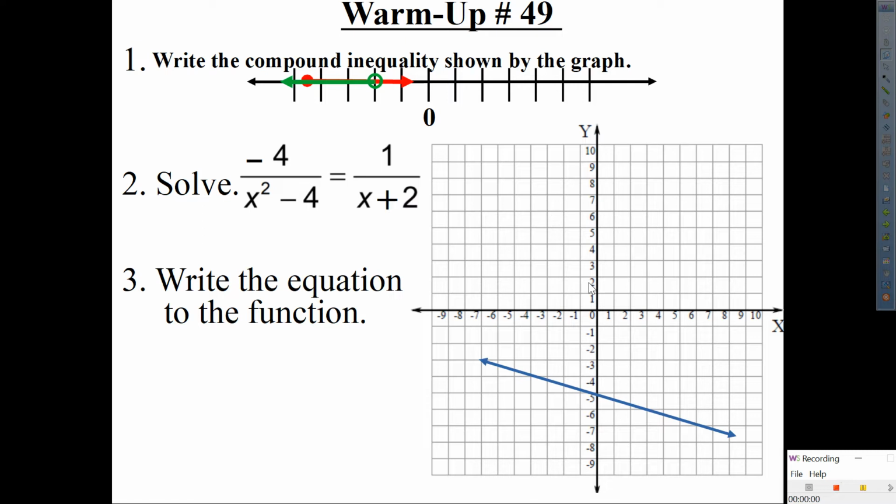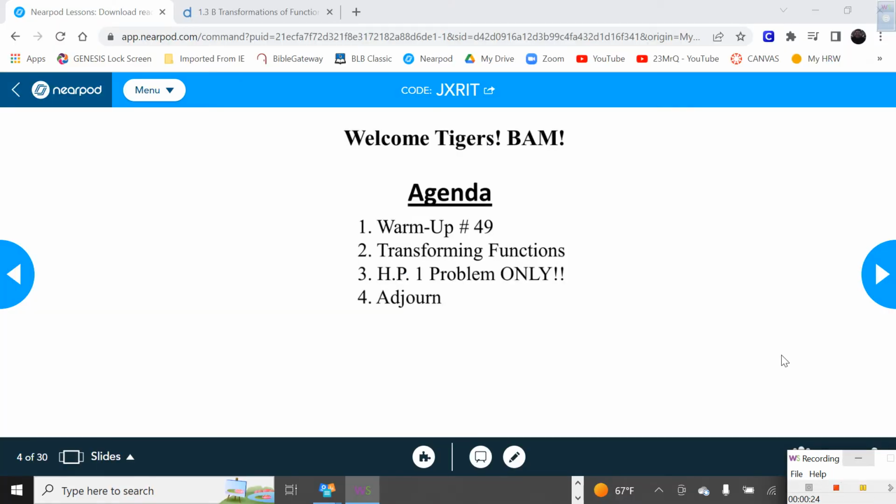Good? Yes, Mr. Q. All right, warm-up number 49 is on the screen. Let's get started, please. I'll give you guys about 5 minutes? 6 minutes? 5? All right. Get cracking. By the way, you are going to need your Chromebook, so make sure you get those handy, please. So warm-up number 49 in your agenda. We just finished, we're still with transforming functions, and your homework for tonight is only one problem. Okay?